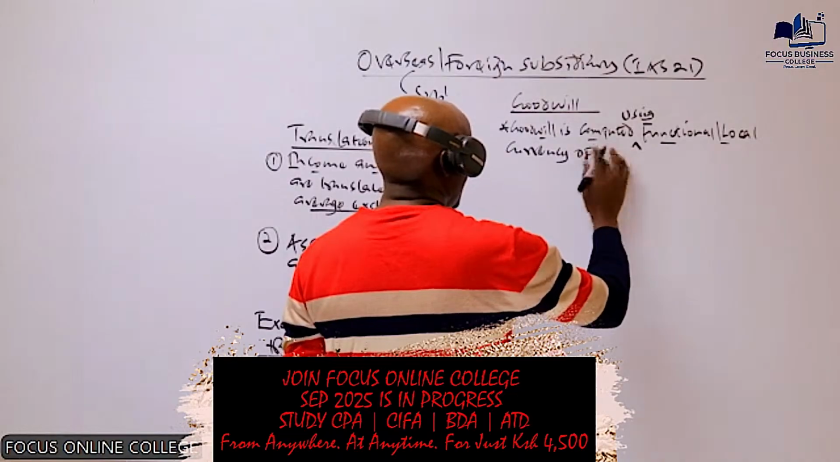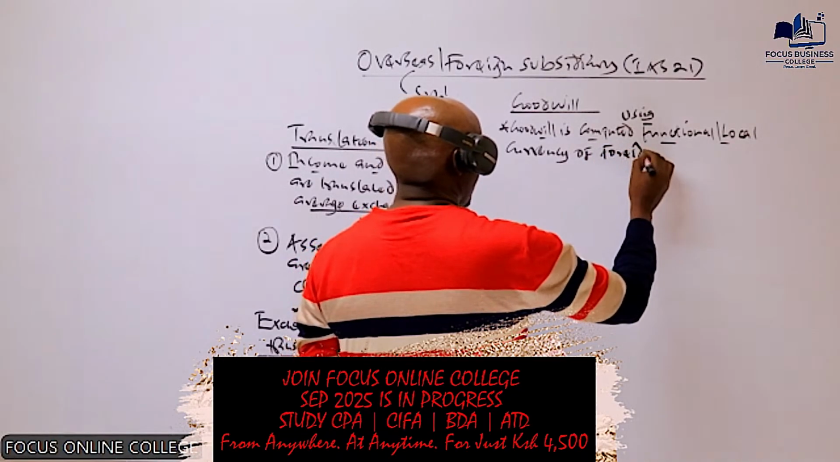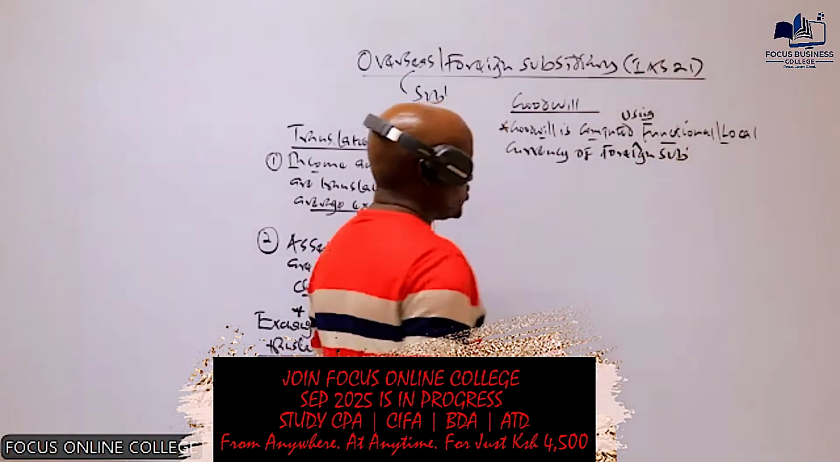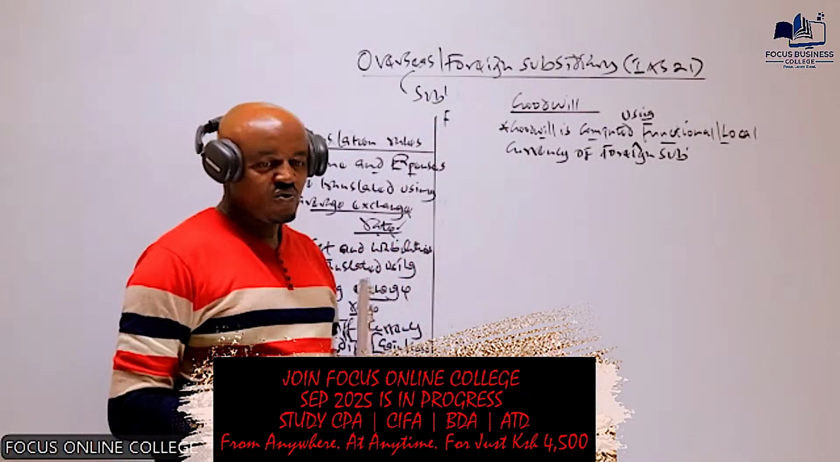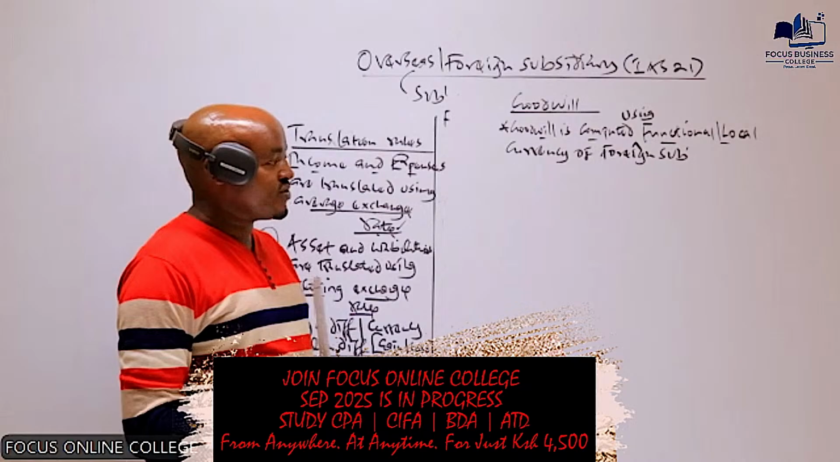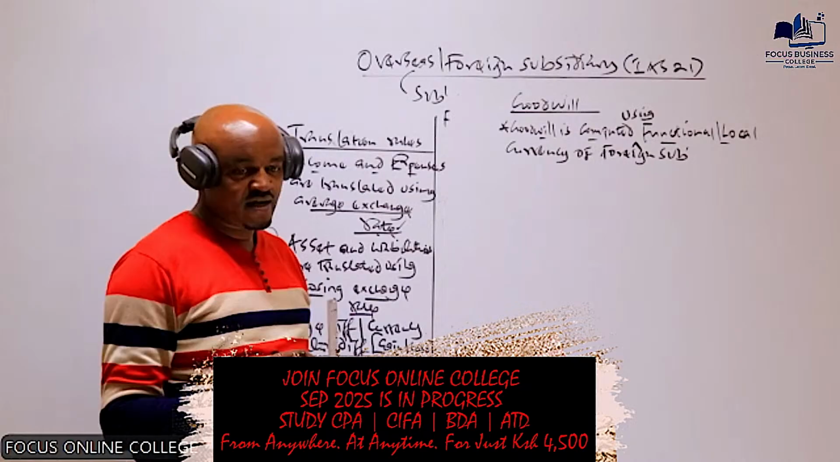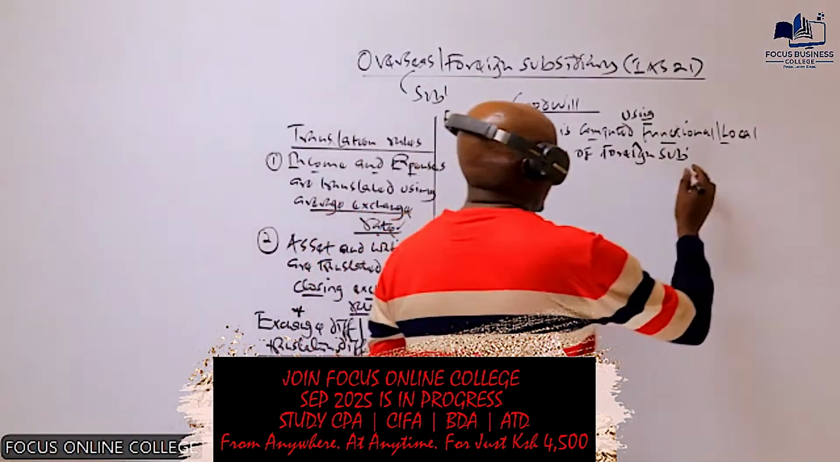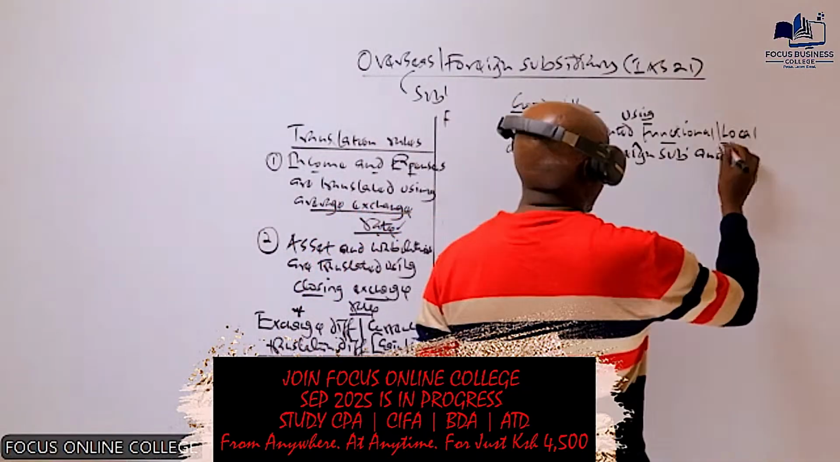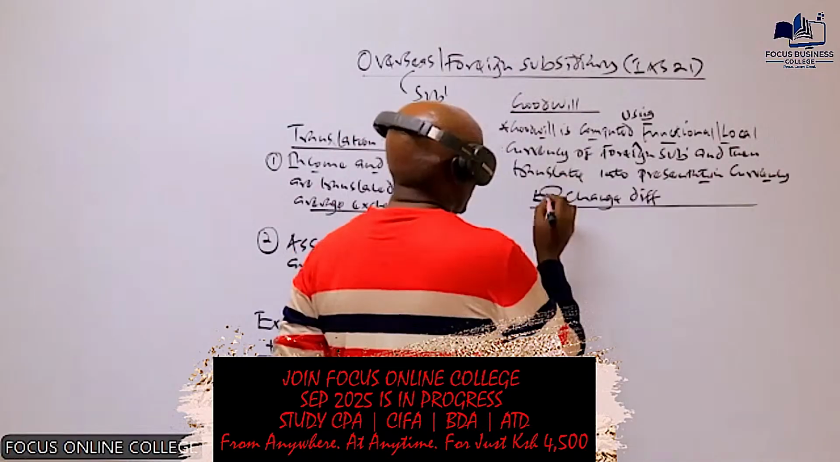of the foreign subsidiary. So if the foreign subsidiary is operating in Rwanda, when computing the goodwill, first compute it in Rwandan franc. You compute the goodwill in Rwandan franc, not in Kenyan shillings. Compute that using Rwandan franc, and then translate it. Look at how we determine this.